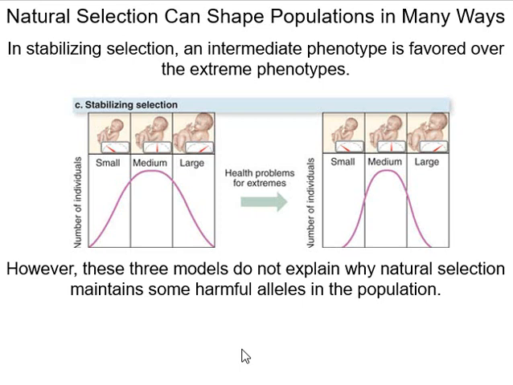Even humans, okay? Stabilizing selection. This is when the intermediate phenotype is favored over the extreme phenotypes. And this has the number of individuals at the size, okay? Too small, too large. If you're too large, it can make for a difficult birth and can cause mortality. If you're too small and weak, you can also have mortality.